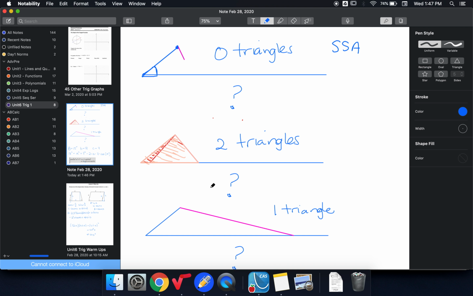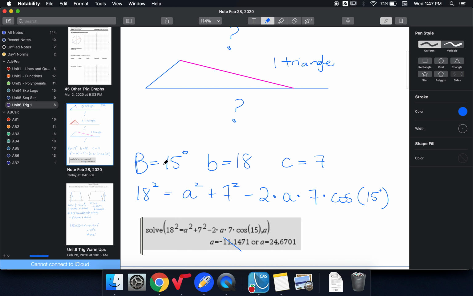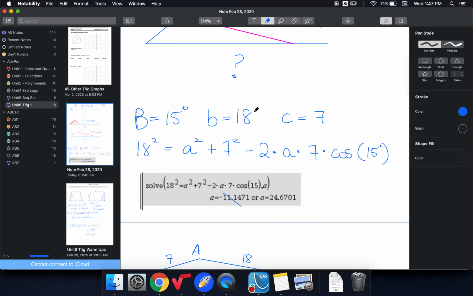So if, for example, I told you that angle B was 15 degrees, side b was 18, and side c was 7. Well, on opposite sides of my cosine rule, I have angle and side length. So I'm going to make 18 squared equals a squared plus 7 squared minus 2 times a times 7 times cosine of 15. I put that into my calculator and solve it. It's a quadratic. We get 2 solutions. But we know, of course, that a is a length, so a has to be positive.